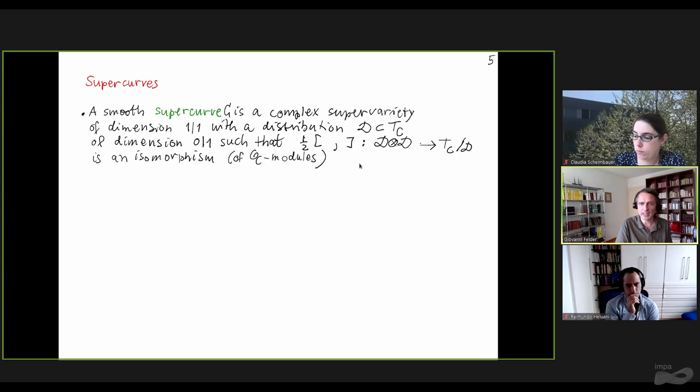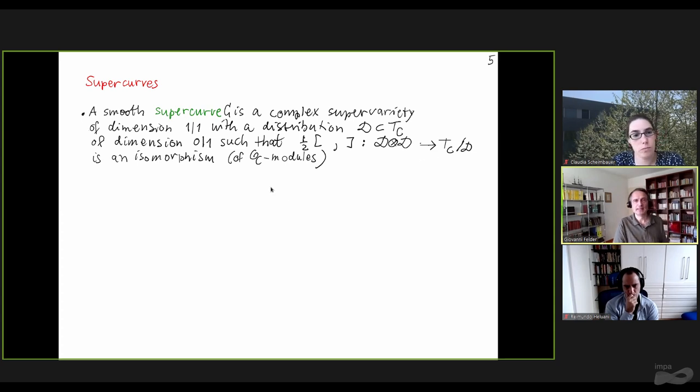Namely, if you take the bracket of vector fields in this sub-bundle, the super bracket, and you map it to the tangent bundle (the bracket will land in the tangent bundle), but then you quotient by D, then you get an isomorphism.